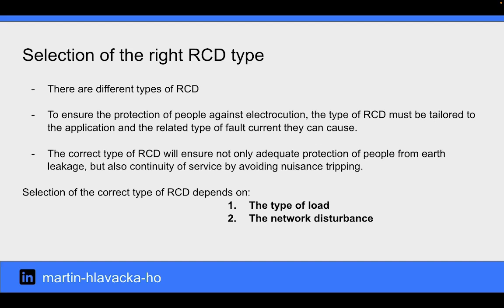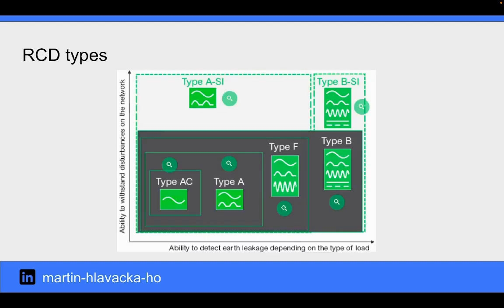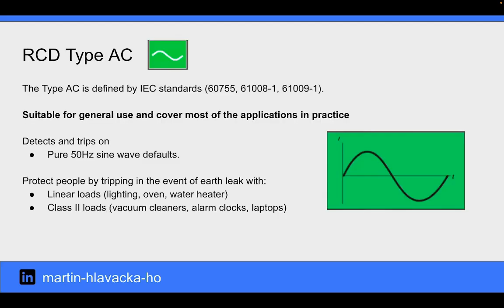Selection of the correct type of RCD depends on the type of load and network disturbances. There are 6 different types of RCD. Let's look at these types of RCDs one by one. The first type of RCD and the most common type is the type AC.